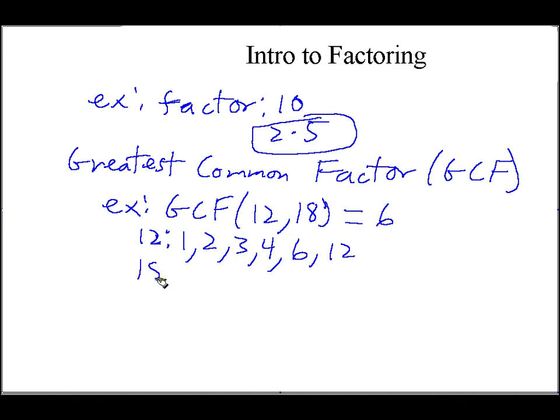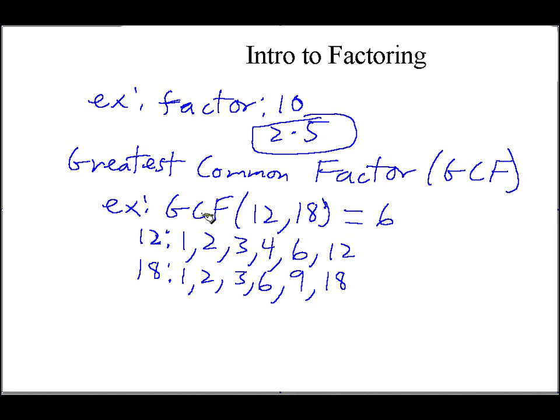All right. Let's look at 18. What are the factors of 18? Well, 1, 2, 3 again. Now 4 is not a factor of 18 because 4 cannot go into 18. 6 can, however. What else? 9. And then finally, 18. So as you can see, now let's look at the common factors.